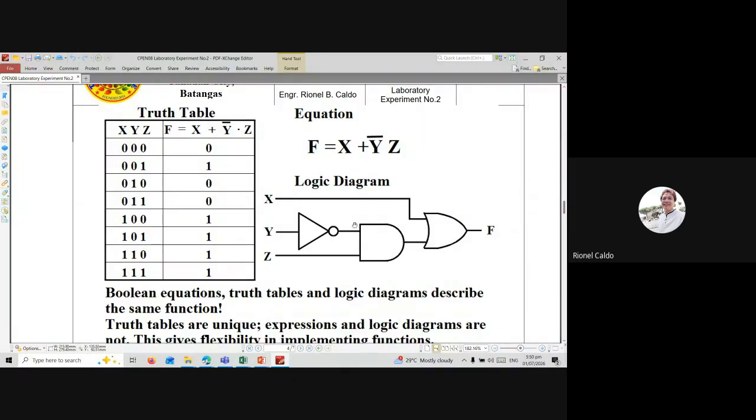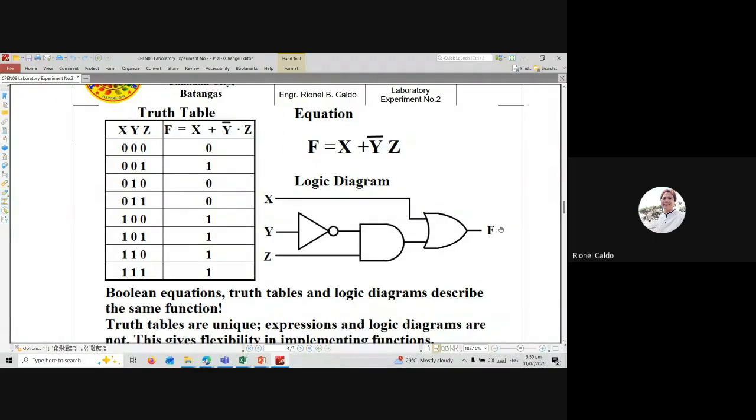Ang output na nito ay Y bar. Yung inversion ng Y, sabi dito, naka-AND sa Z. Kaya gagamit ako ng AND gate, connected yung Y bar dun sa Z. And then, naka-OR. Ibig sabihin yung X, papasok sa OR gate, and then naka-OR siya doon sa AND gate ng Y bar at saka ng Z. And then, ang resulting nating output ay F.